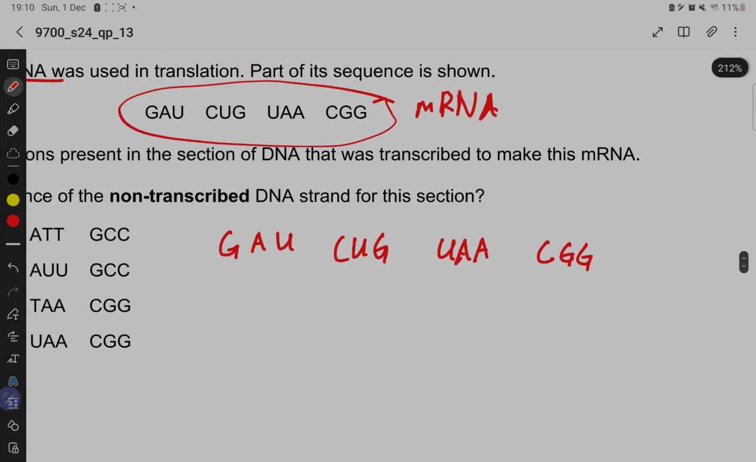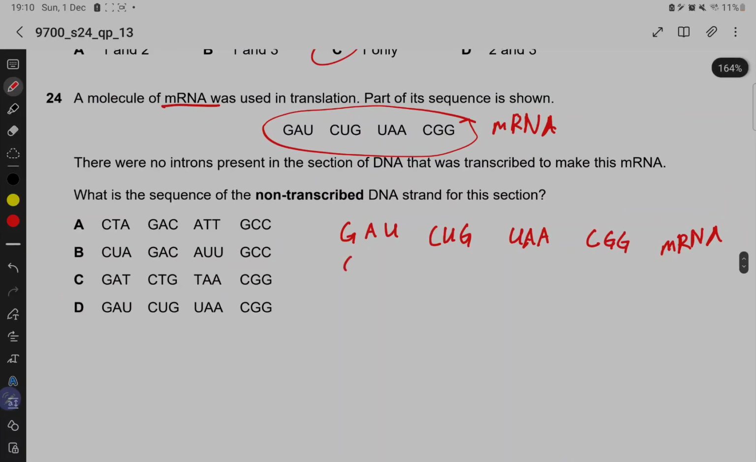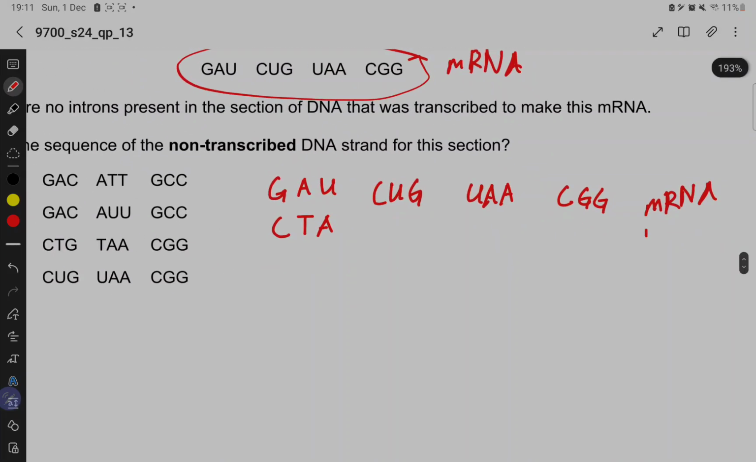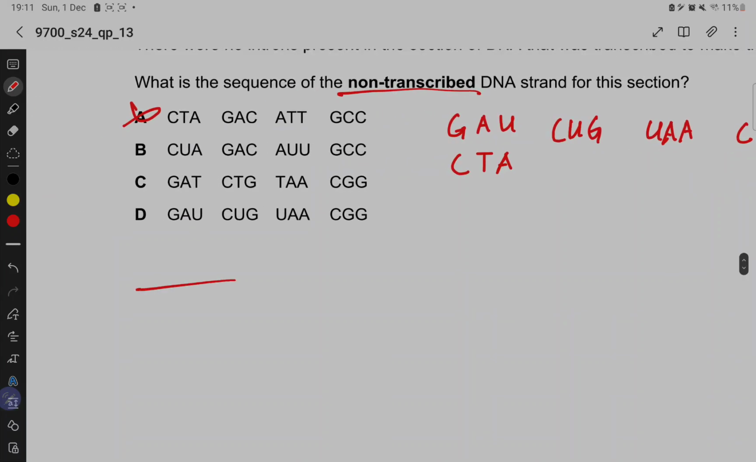So this is your mRNA. And okay, it will be C, T, A. So right now a lot of people would be tempted to just circle A as the answer, but that's not possible. Because this was the transcribed strand. And they are asking non-transcribed.